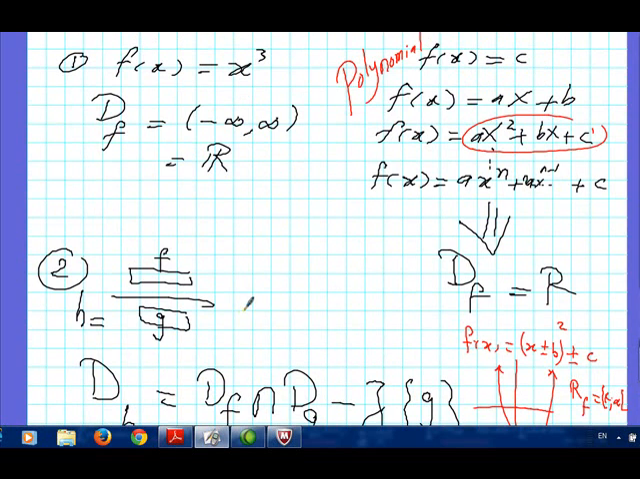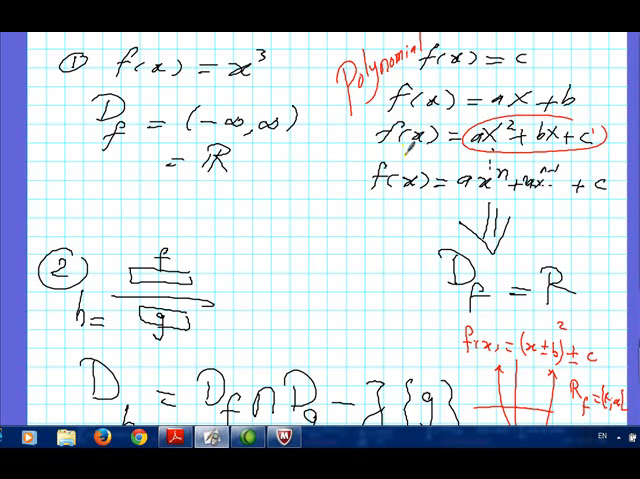Now we will take some kinds of functions, polynomials, and determine the domain and the range for each one. For example, f of x equals x cubed, any polynomial function which does not have a denominator except 1, or is not in a square root, has a domain from negative infinity up to infinity, which we call all the real numbers. For example, f of x equals a constant, its domain equals R. F of x equals ax plus b, which is a straight line equation, the domain will be R. F of x equals ax squared plus bx plus c, which is the parabola equation, the domain will be R.